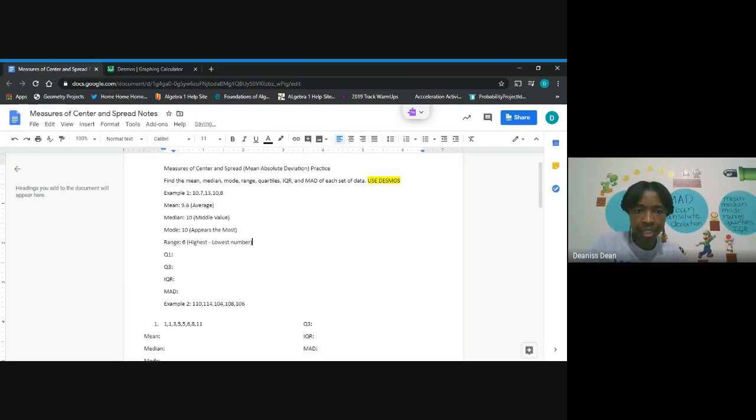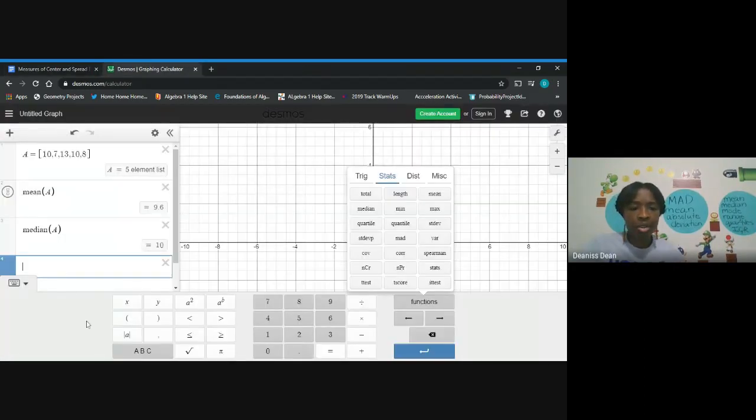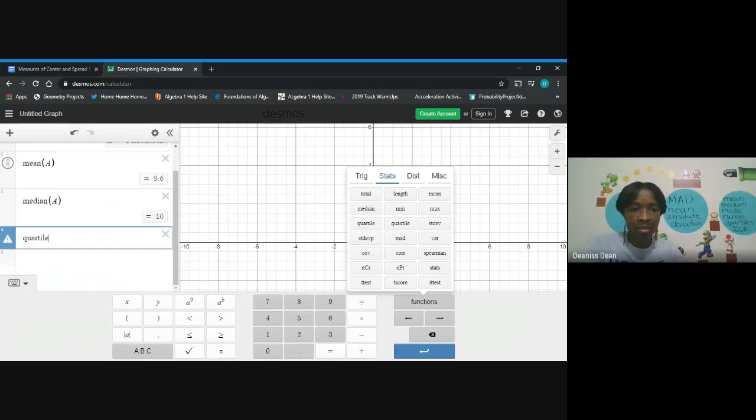Okay. So the highest number minus the lowest number. We got to get our quartiles, that's Q1, Q3. I remember yesterday for quartiles, I just type the word quartile in, or I can select it from over here on the side.